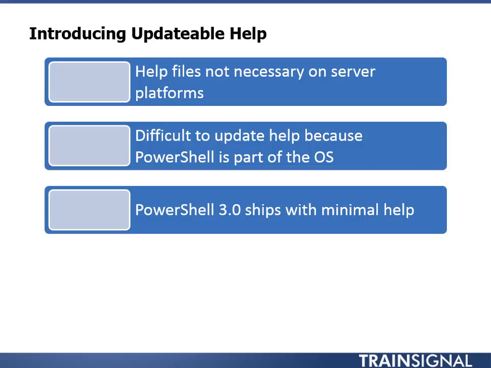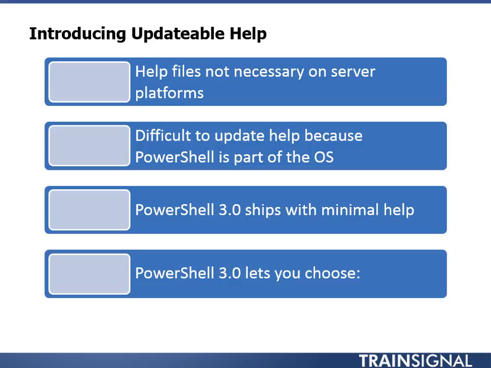So PowerShell 3 ships with minimal help. Again, if you have a brand new PowerShell 3 installation, you'll see this if you try to run help, and it'll tell you, hey, you need to run update help. So PowerShell 3 lets you choose, with this new update help command, what and when you want to update the help content. You can say, I want to update it right now or update it tomorrow. You can decide what content to update. You can get update help that's available for all the modules or maybe for specific modules.